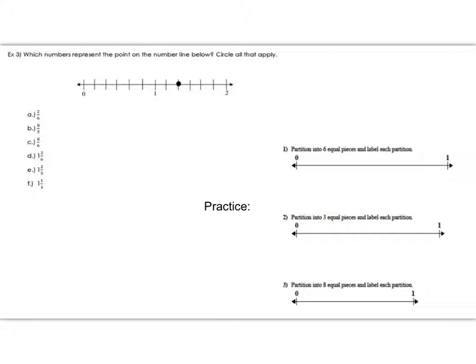Alright, this problem is similar to the warm-up. We have this point, and we want to figure out which of the choices below fit this point. Let's look at a couple of things here. First of all, I need to figure out how many pieces one section has been divided into. So I see 1, 2, 3, 4, 5, 6. That tells me that each piece is 1/6. And then I have 2/6, and I have 3/6, and 4/6, and 5/6, and so on.